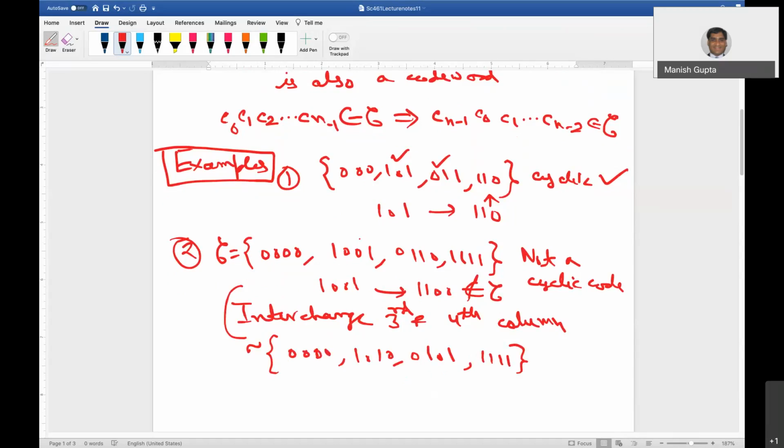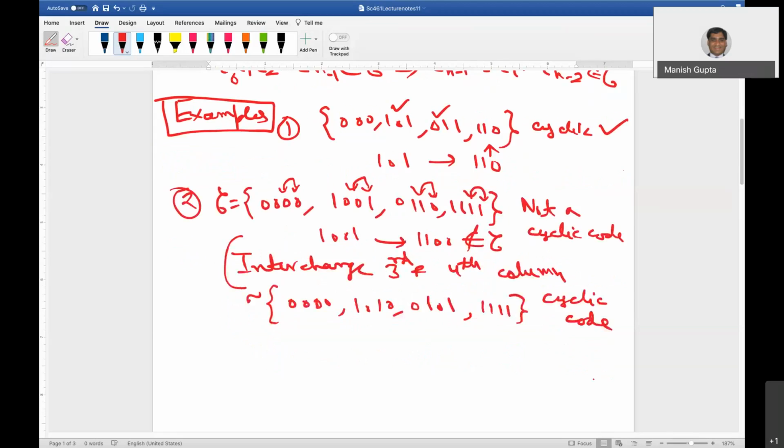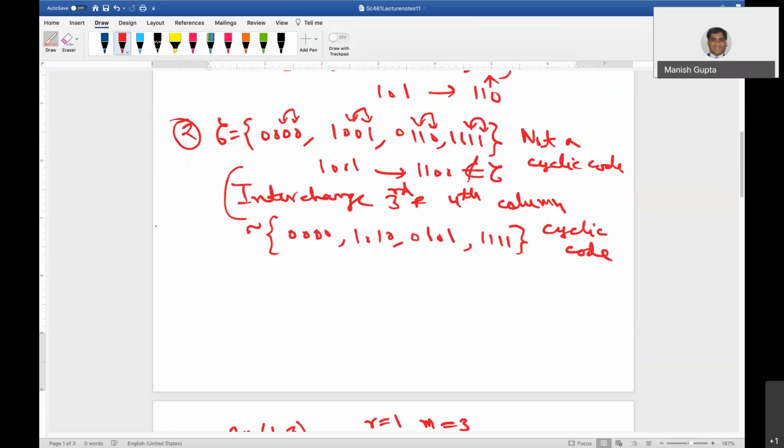I have interchanged the third and fourth columns, so basically the third and fourth columns are just interchanged in each code word. So we get this. This is a cyclic code. So if a code is not a cyclic code, we can interchange the columns to make it a cyclic code. This is a possibility. Okay, next example.